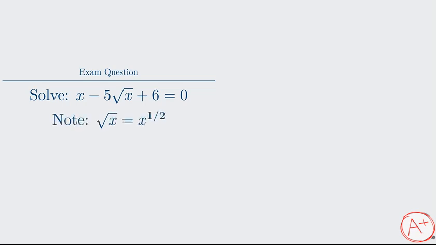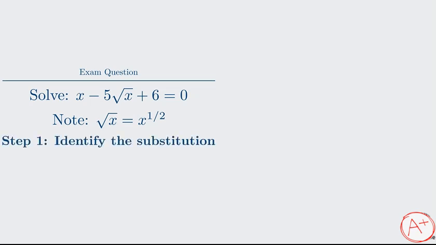Let's look at an exam-style question. Solve the equation X minus 5 times the square root of X plus 6 equals 0. Let's solve this Cambridge-style problem step by step. It involves a fractional power, as the square root of X can be written as X to the power of 1/2. Step 1 is to identify the substitution.